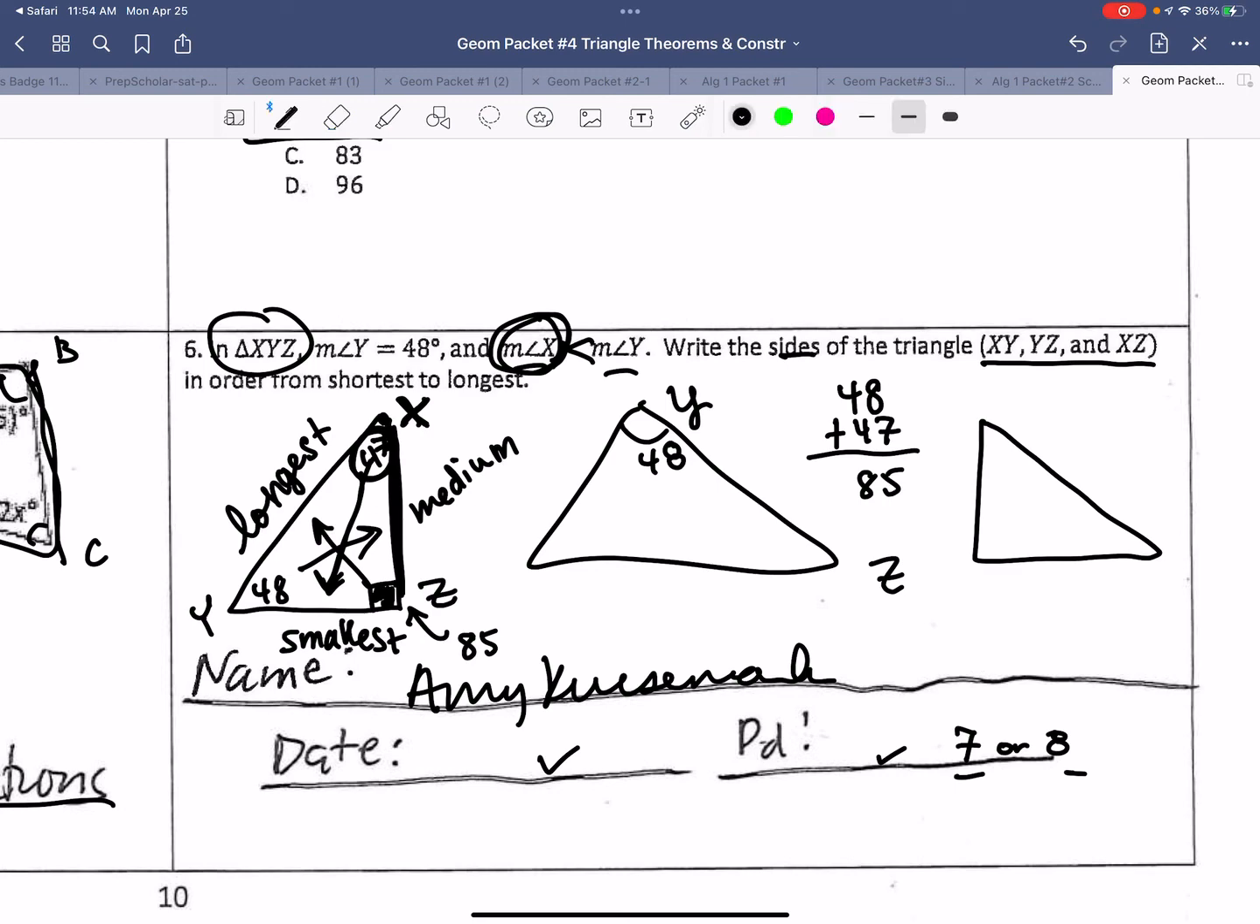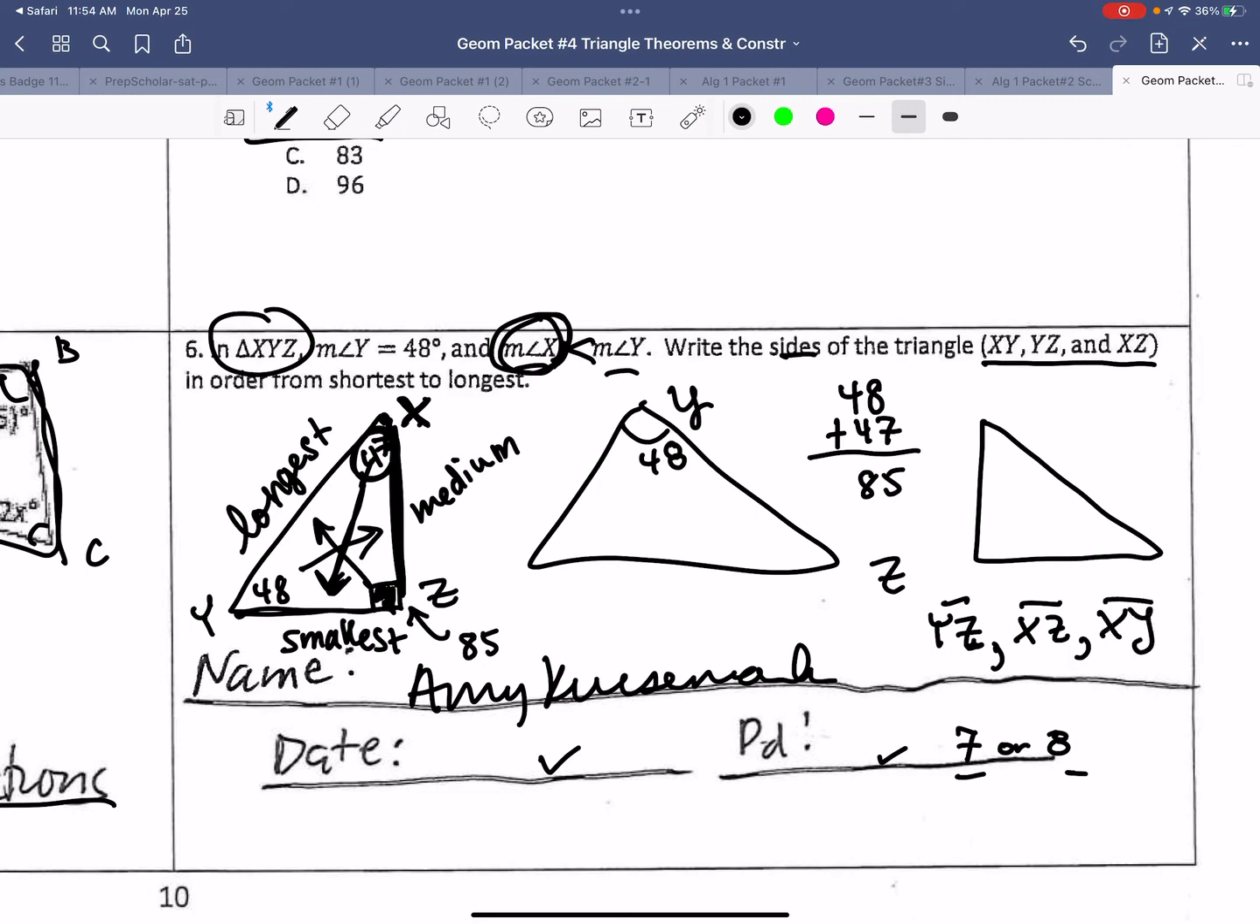The smallest side would be YZ because it is opposite the angle with the X. That's the smallest. Then next would be XZ. That's our medium side. And then the longest would be XY, because angle Z has to be the biggest angle, so the other two sides would hold the longest side.